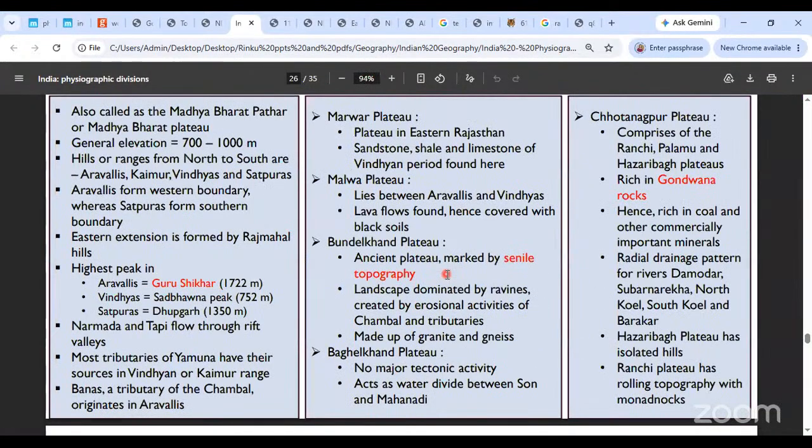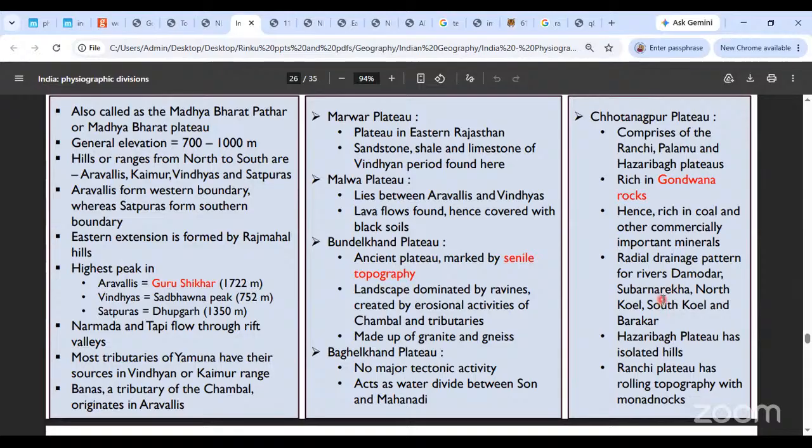Now you go to the Chota Nagpur Plateau. Chota Nagpur Plateau is famous because it comprises of the Ranchi, Palamu, Hazaribagh plateaus. Together you will consider all these plateaus. It is very rich in Gondwana rocks. Gondwana rocks is where all your coal comes from. जितना भी आपका coal है वो mostly Gondwana. Majority of Indian coal comes from the Gondwana rocks. So it is rich in coal and other commercially important minerals.